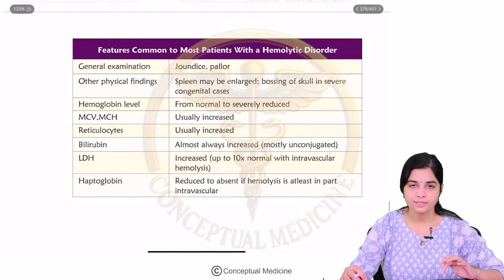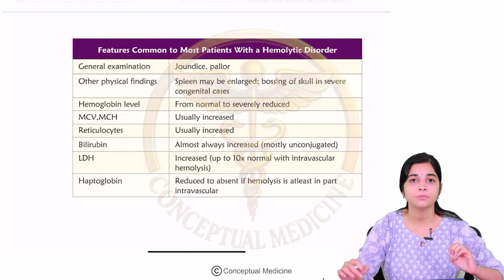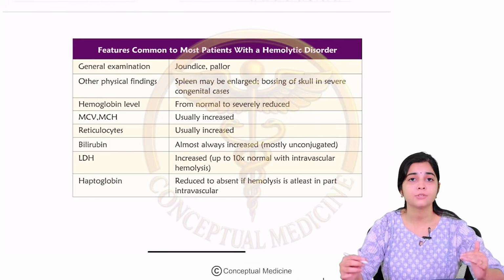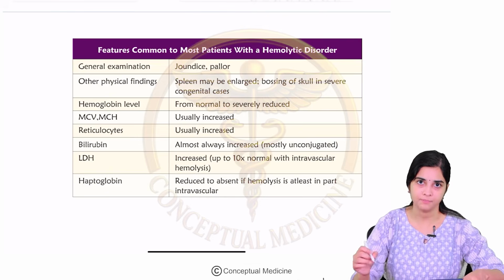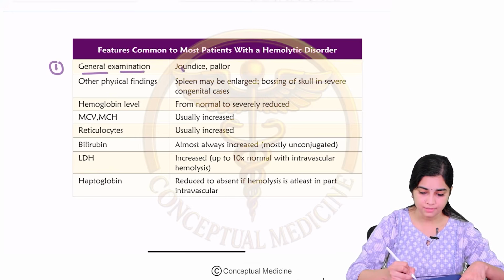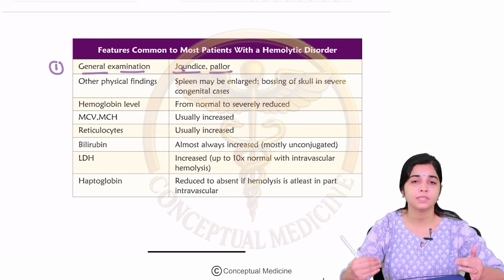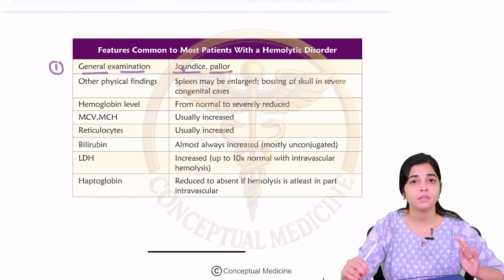Now, let us understand the common features of a patient who is presenting to you with a suspected hemolytic disorder. What are the things that you have to look for, which will make you think that this patient may have hemolysis contributing to his anemia? First of all, in general physical examination, there will be evidence of jaundice and evidence of pallor. Now, why is there pallor? Obviously, because the hemolysis is triggering an abrupt decrease in the hemoglobin and hence the patient will be pale.